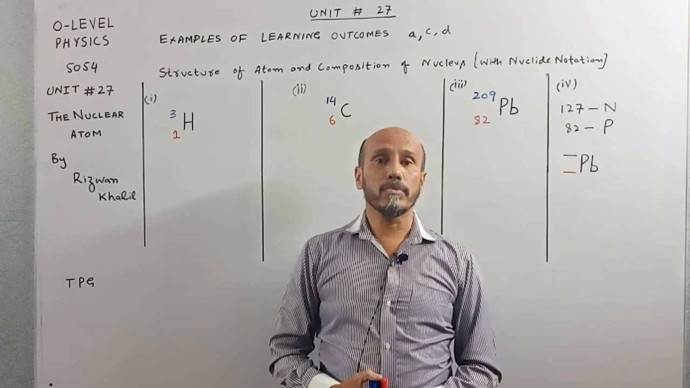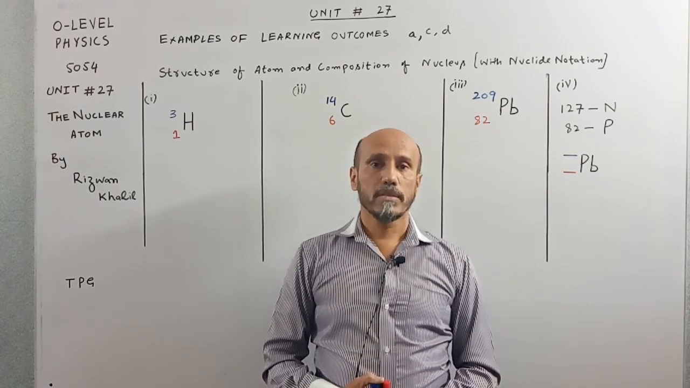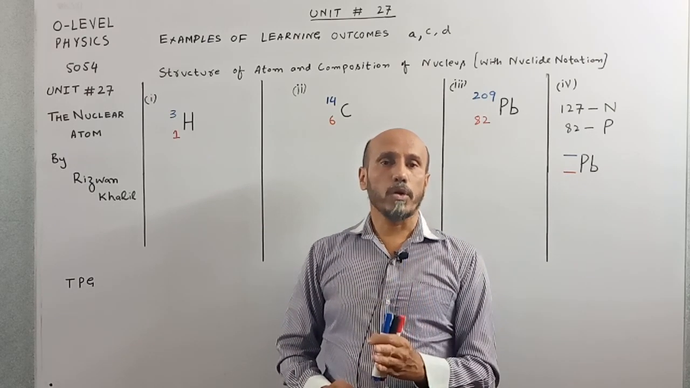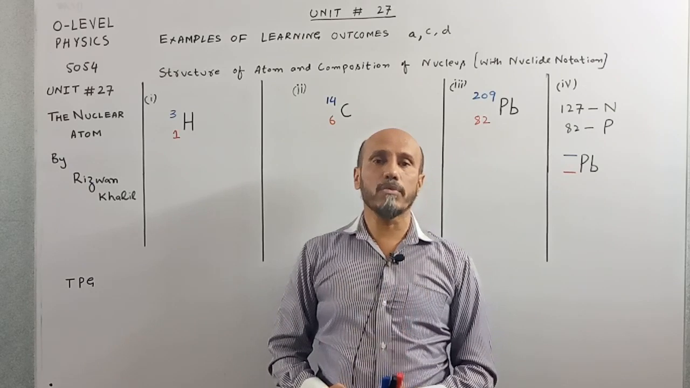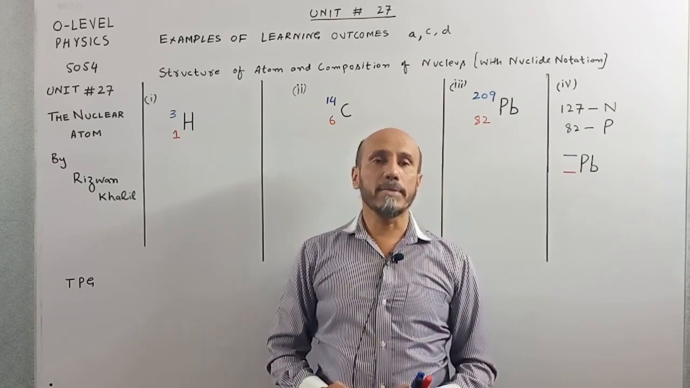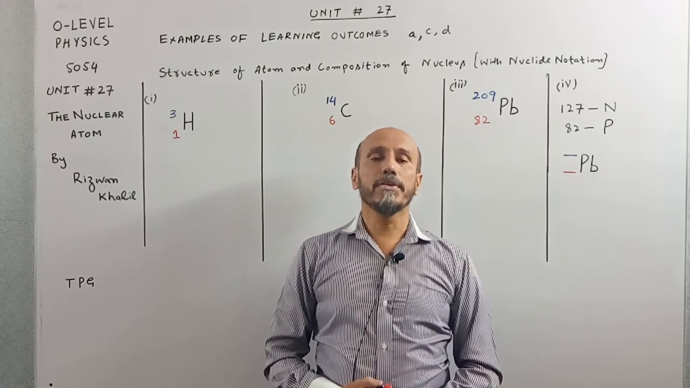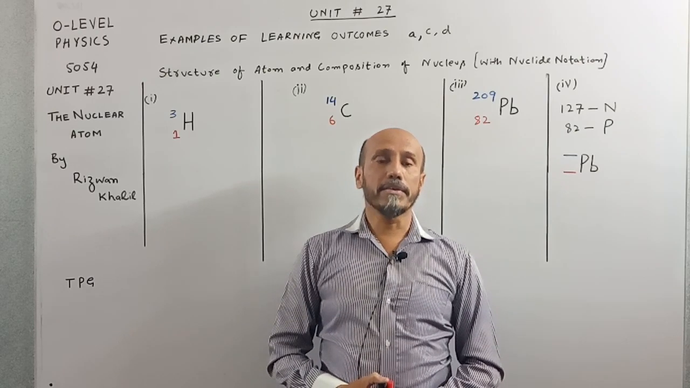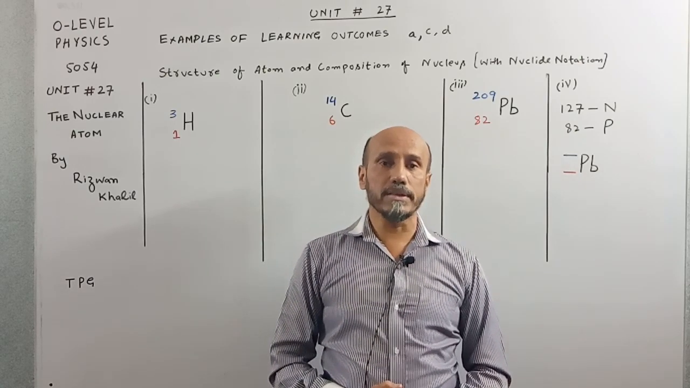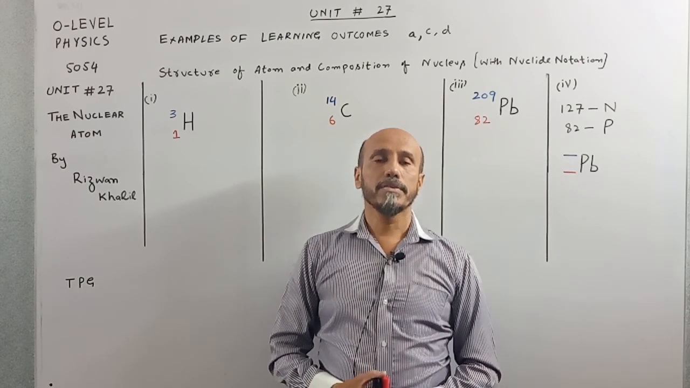And the number of protons is equal to the number of electrons. So what does it mean? If they carry positive charge, then an equal amount of negative charge will be there due to the electrons, and they will cancel out each other. So overall the atom is a neutral particle and the nucleus is a positively charged particle. And what is the reason? Because there exist protons inside the nucleus.